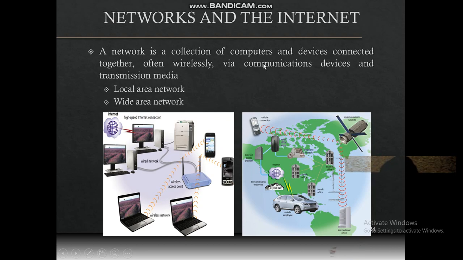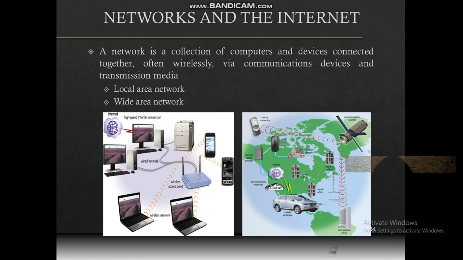So in this new topic, we're going to explain more about the internet and the network. A network is a collection of computers and devices connected together, often wirelessly, via communication devices and transmission media. We have the local area network. This is a wired connection. Using a wired connection, you connect from this wire to this computer, to the router.